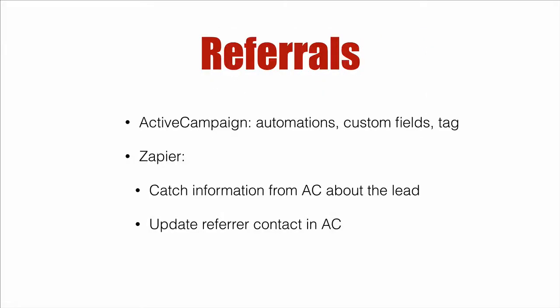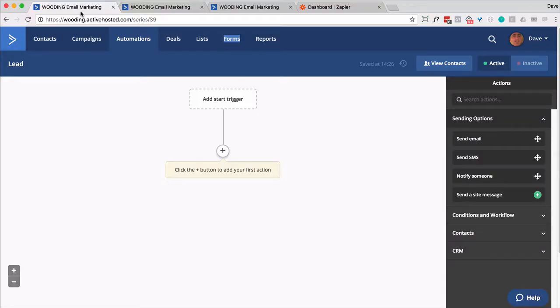It's going to require some automations, custom fields, probably a tag, and for the purposes of a demonstration, we'll set up a form that actually asks for the referral's email address. How you do that is up to you. And inside Zapier, we're going to want to catch the information sent over from ActiveCampaign about the lead, in particular, the referrer's email. And then we use Zapier to update the referrer contact in AC and fire off an automation. So let's dive right in.